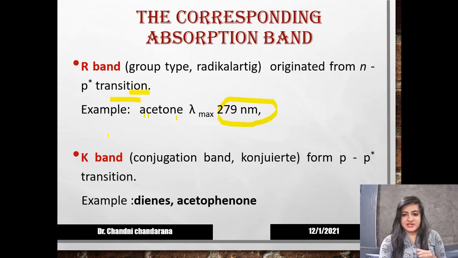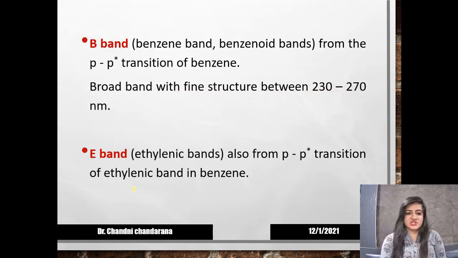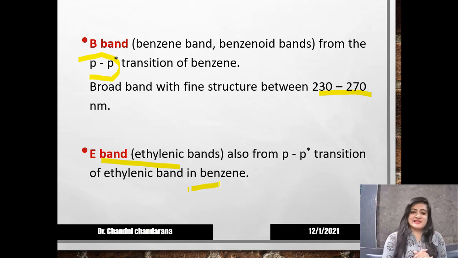Now what is the K band? It originates from pi to pi star transition. Aniline or acetophenone are examples of the K band, or pi to pi star transition. Now what are the B band and E band? B band means benzene band, or benzoid band. It originates from pi to pi star transition, in the range of 230 to 270 nanometer. And E band means ethylenic band. It also originates from pi to pi star transition, the ethylenic band in the benzene.